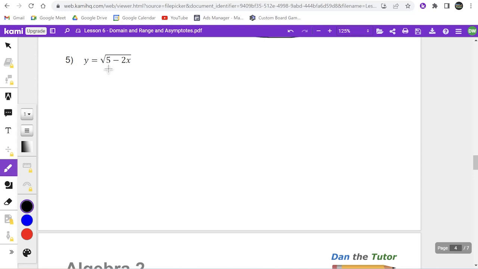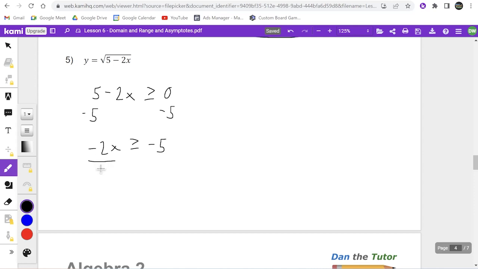So the first thing I want to do is I want to say 5 minus 2x is greater than or equal to 0. Okay, next, there's a couple things you can do. You can either move x to the other side or you can subtract 5. I'll subtract 5 because I like to keep x on the left. So negative 2x is greater than or equal to negative 5. Looks like we're about to have a fraction here. And that's okay. Fractions don't really matter.